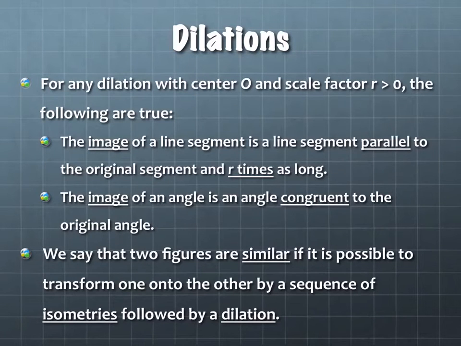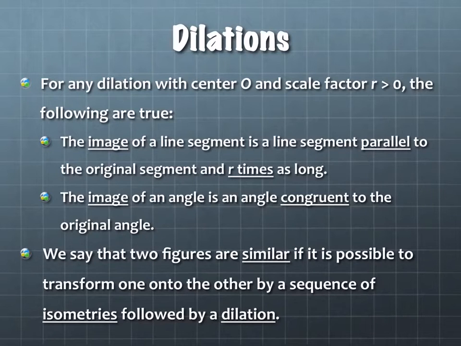The second piece of this says, the image of an angle is an angle congruent to the original angle. So we're not changing any angle measures. And because we're not changing angle measures, but we are changing side lengths, this means that the figures are similar.